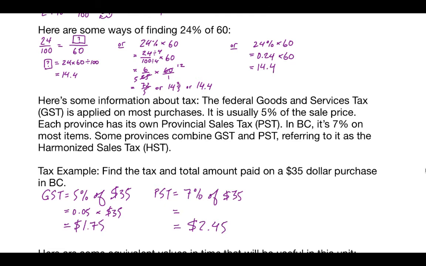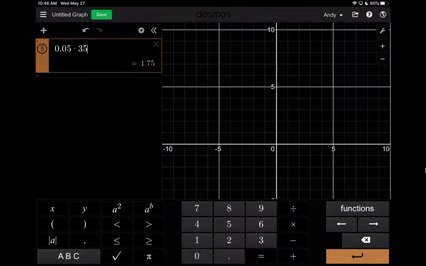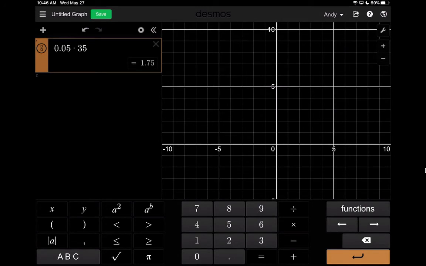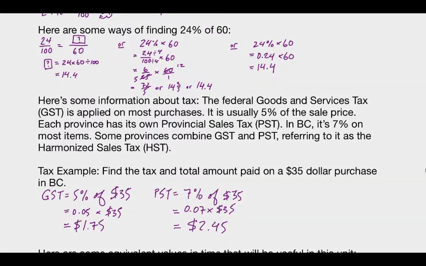So I'm just doing that mental math calculation. Again, I did 5% plus 2%. But if you want, you can just do 0.07 times 35 and then see what that works out to be. All right, so let's see. I'm going to change this to 0.07. 245, is that what I said? $2.45, fantastic.